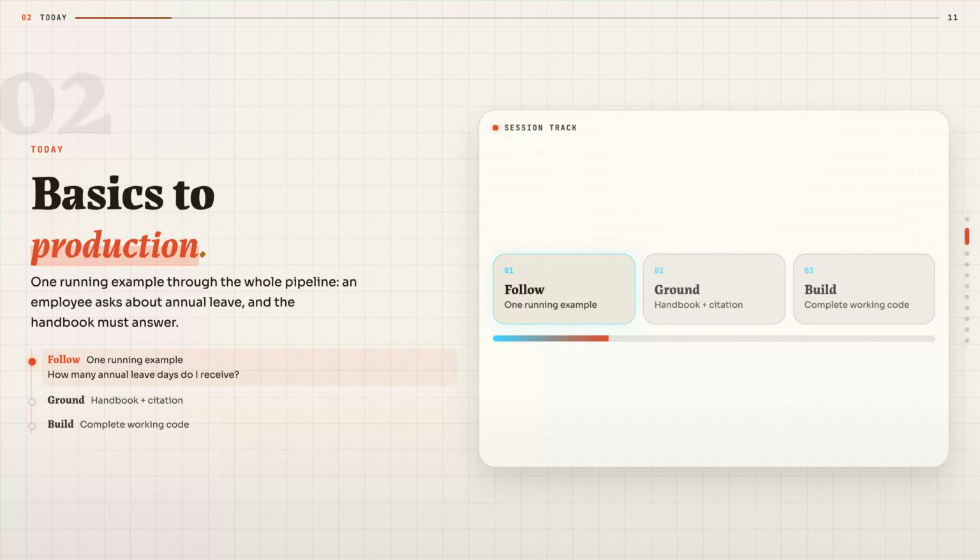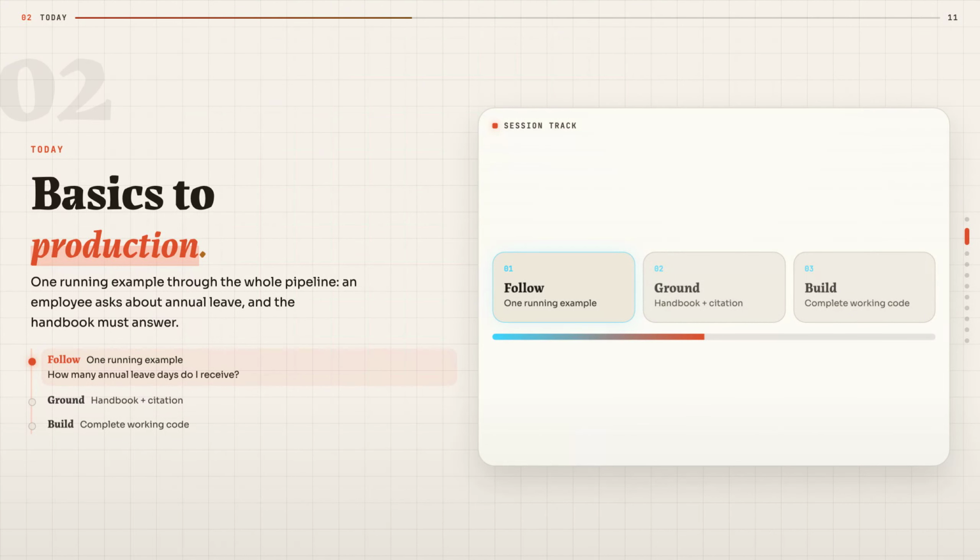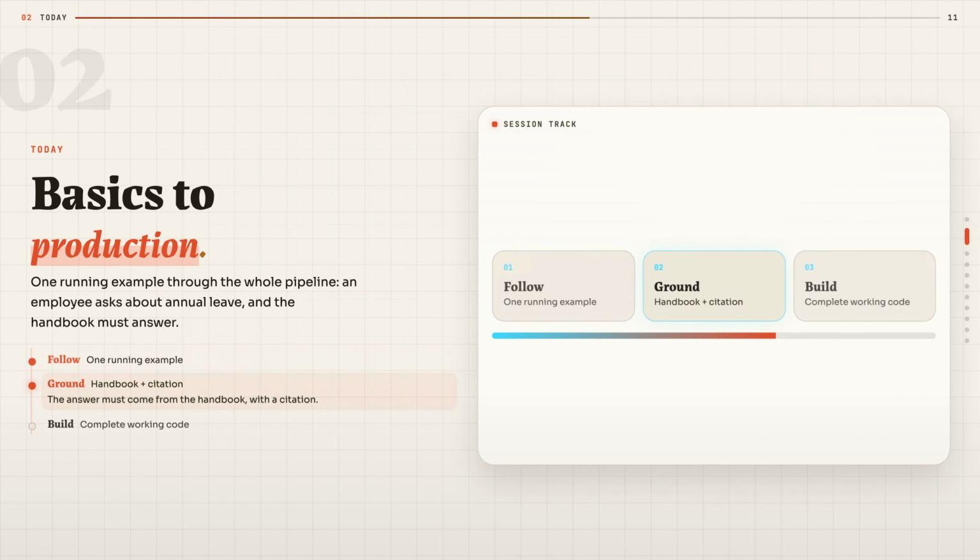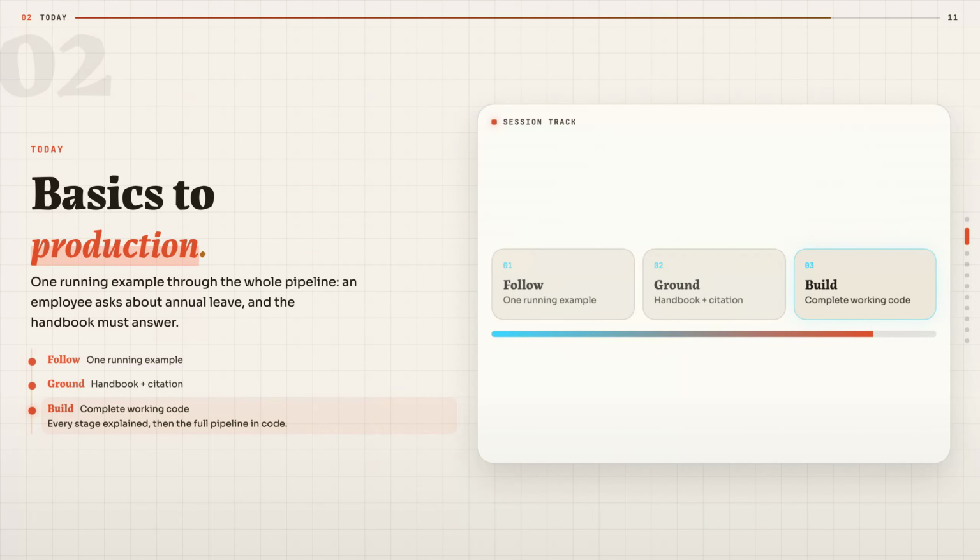Today we are going from the basics of Retrieval-Augmented Generation all the way to a production pipeline using LangChain. And we will follow one running example through the entire journey. An employee asks, "How many annual leave days do I receive?" The answer must come from the employee handbook with a citation. By the end of this video, you will understand every stage of the pipeline, and I will show you the complete working code. Let's get started.